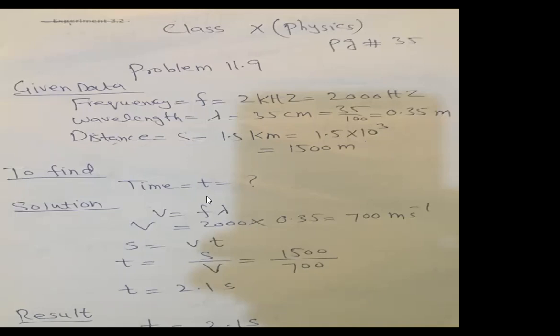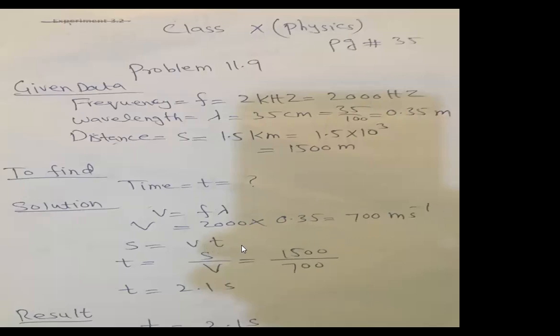In this numerical, we are required to find time. Time is noted with small t. Solution: V is equal to f lambda. This is the formula we discussed in our last chapter. If you plug in the values, frequency f is 2000 and lambda is 0.35. If you multiply 2000 by 0.35, you will get 700 meter per second.